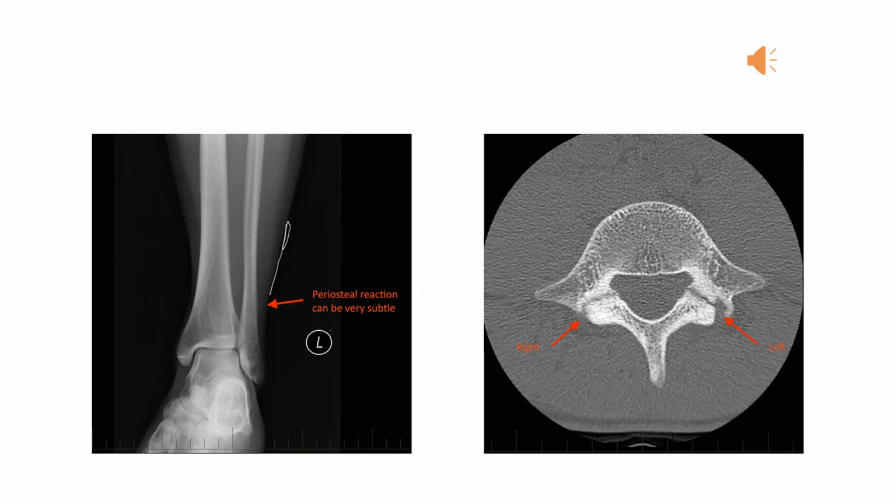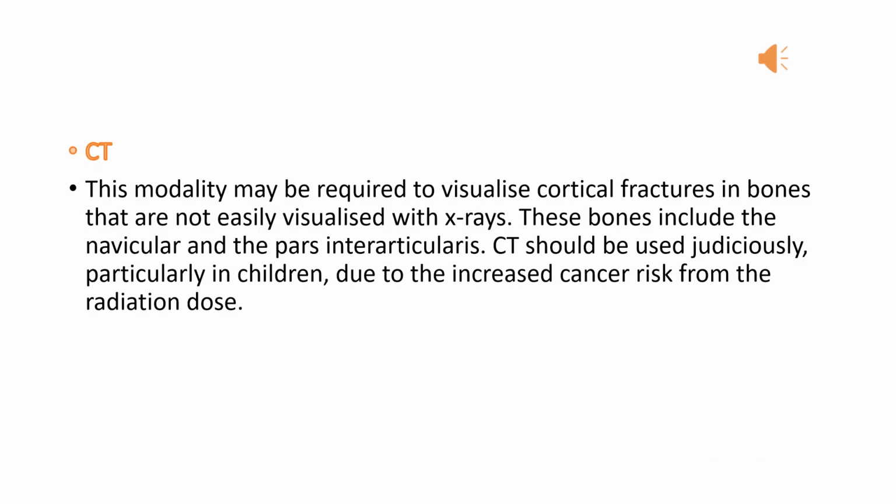Left X-ray shows periosteal reaction of distal fibula, which is a sign of stress fracture. Right X-ray is pars interarticularis stress fracture. CT. This modality may be required to visualize cortical fractures in bones that are not easily visualized with X-rays. These bones include the navicular and the pars interarticularis. CT should be used judiciously, particularly in children, due to the increased cancer risk from the radiation dose.